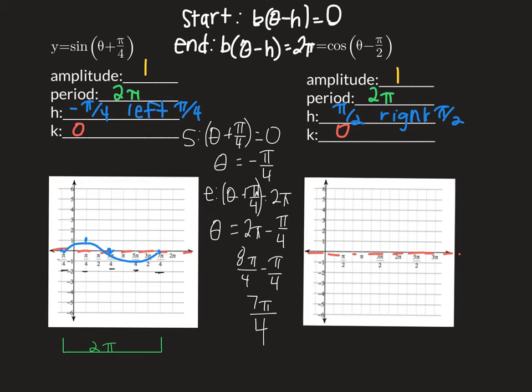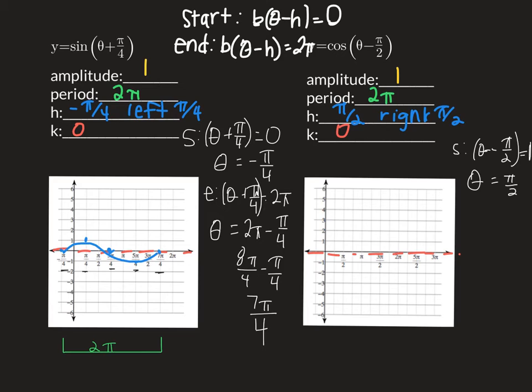So this says that my starting point would need to be theta minus pi over 2 equals 0. That's a 0, believe it or not. Add pi over 2 to each side. That's pretty easy, theta would just be pi over 2. That makes sense. That would be to the right, pi over 2.